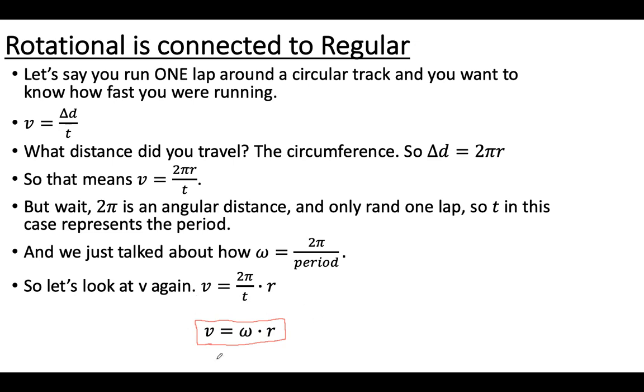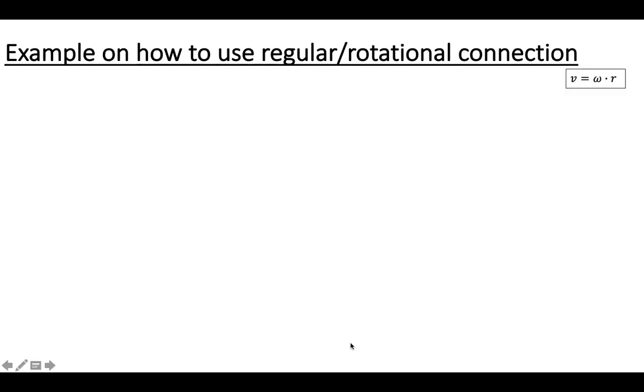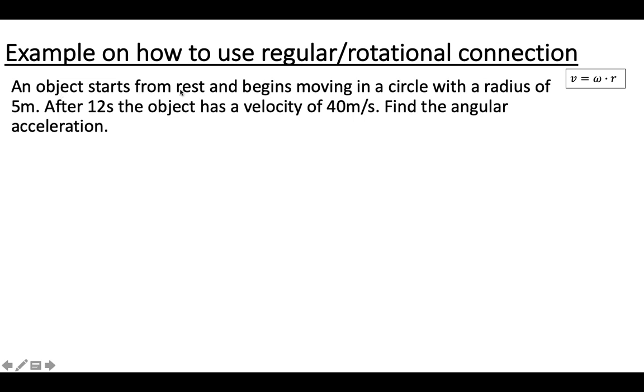And I'm going to do an example where you need to use this right now. Okay, so I just put that equation right up here. V is equal to omega r. An object starts from rest and begins moving in a circle with a radius of 5 meters. After 12 seconds, the object has a velocity of 40 meters per second, and I want to know the angular acceleration, not the regular acceleration. I want to know the angular acceleration.